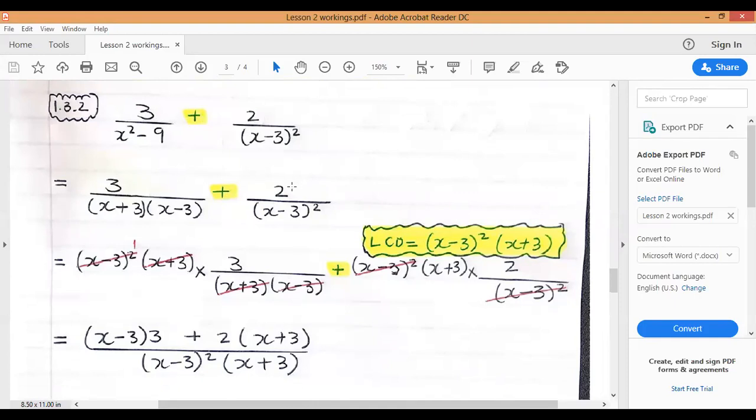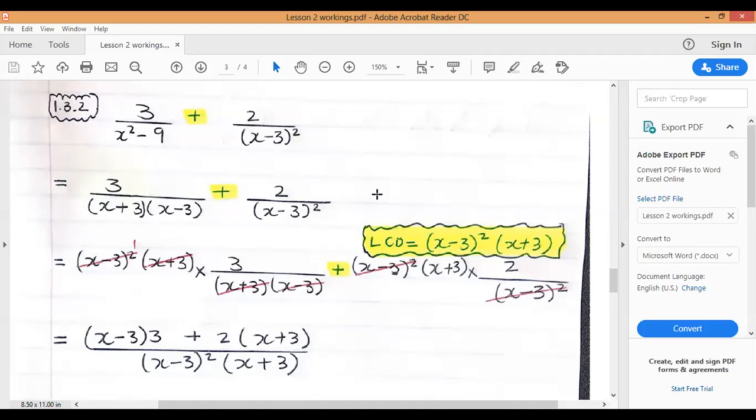Now, we know that this is a difference of 2 squares. So this can be written as 3 over x plus 3, open bracket x minus 3, close bracket. So you've just simplified the difference of 2 squares. Then this can stay as it is, or you can expand it, but I'd prefer you to keep it as it is. Then now you must be able to tell your LCD, your lowest common denominator.